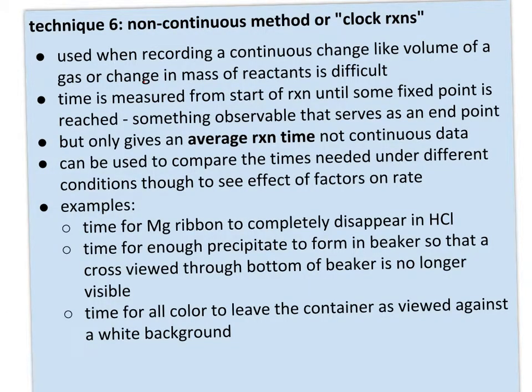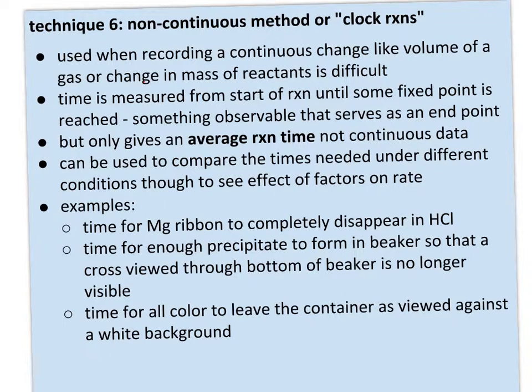And then the last one is called a non-continuous method. That's because you only get one reading. Okay, a continuous method means you keep getting data as frequently as you can take it. But a non-continuous means you're waiting for one point to be reached. You're looking for what we call an endpoint.